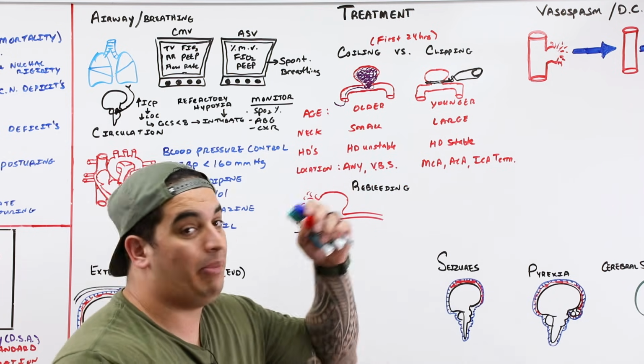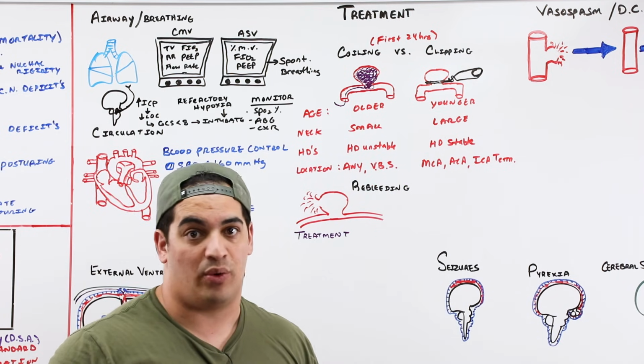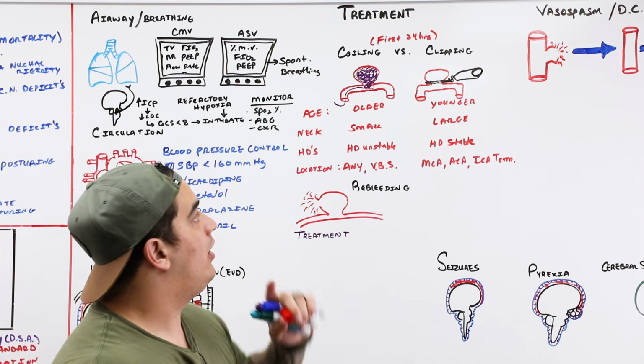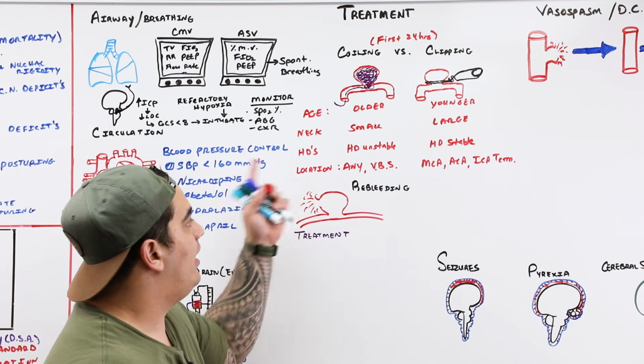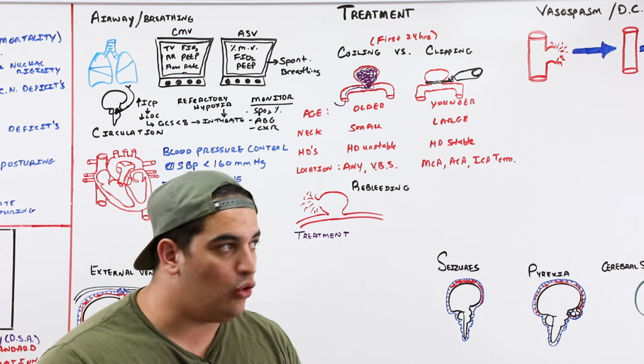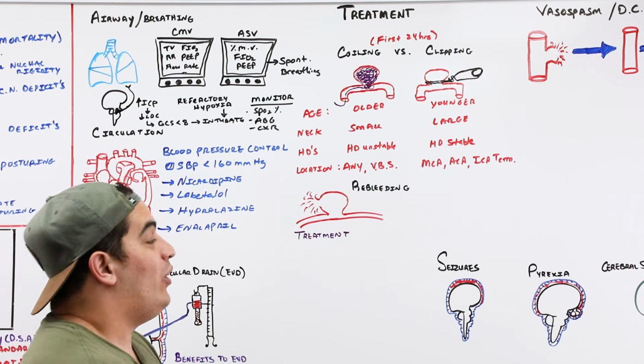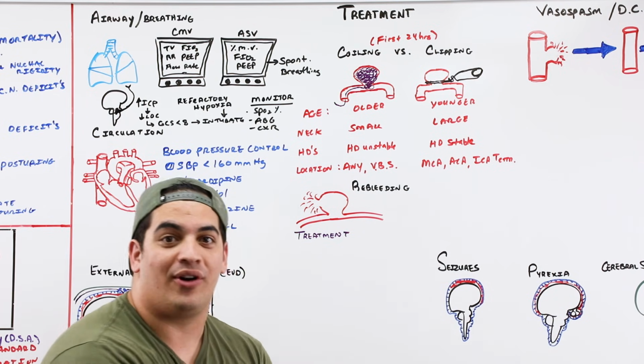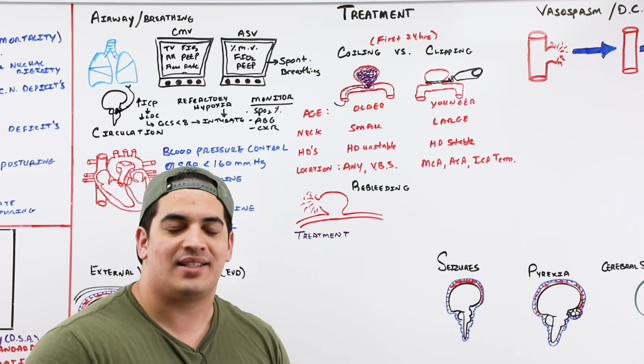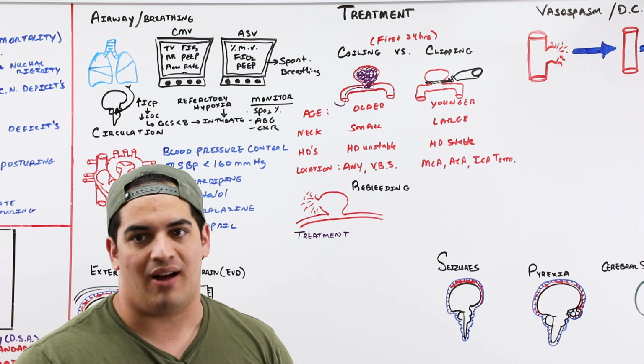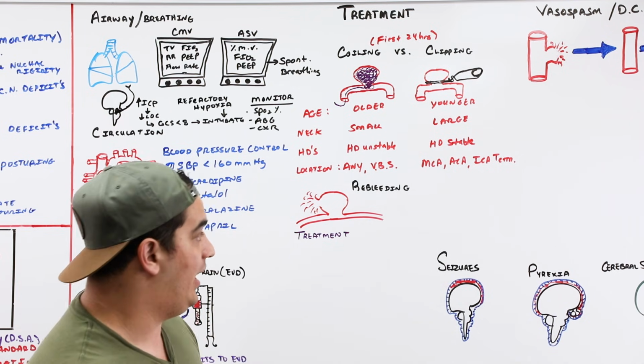So coiling, clipping, big thing, has to get done within the first 24 hours. What do we pick? It depends upon age, neck, hemodynamics, and location. Boom, let's move on. We've secured them with a coil or clip. What is the next biggest complication that we have to watch out for with these patients? It's rebleeding.